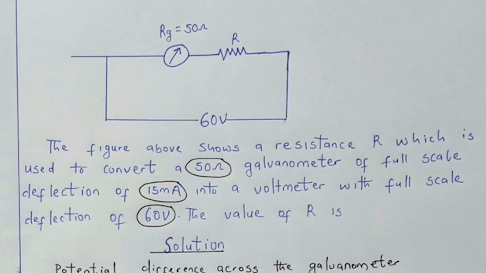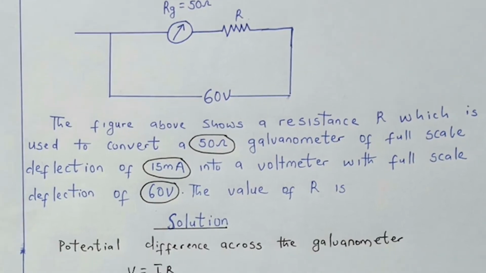The value of R is... Remember in our last class I made mention that the resistance used to convert a galvanometer to an ammeter should be a shunt, which is a low resistance connected to the galvanometer in parallel. But in converting a galvanometer to a voltmeter, we will be using a multiplier, which is a resistor of high resistance, connected in series to the galvanometer. So here, as you can see, the resistance is connected in series. So this is how we do it.